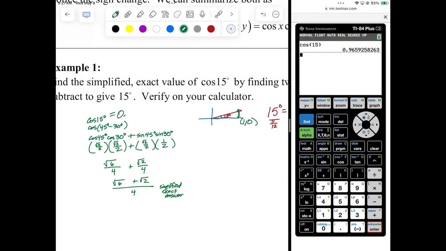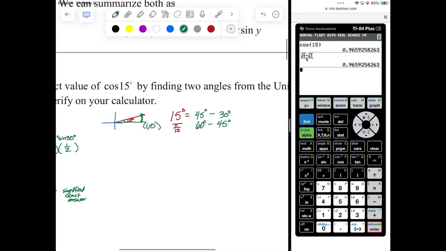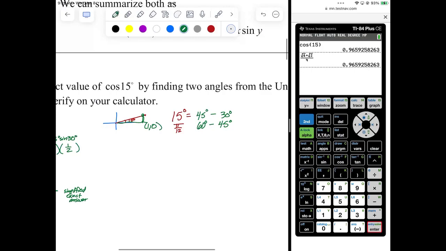It's 0.9659. Now, let's type in the expression we got. Alpha x, the square root of 6 plus the square root of 2, all over 4. You think it's going to be the same number? I hope so. Yeah, it is the same number. Very good. So it works. At least it works for 15 degrees, right? Do you want to do it using 60 and 45, or you think that it's unnecessary? Do you think it'll work with 60 and 45?